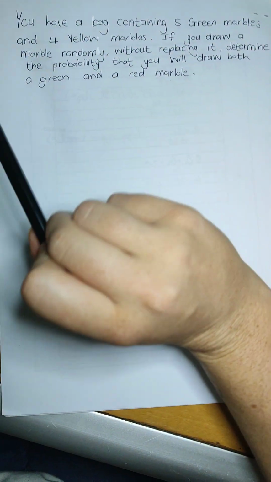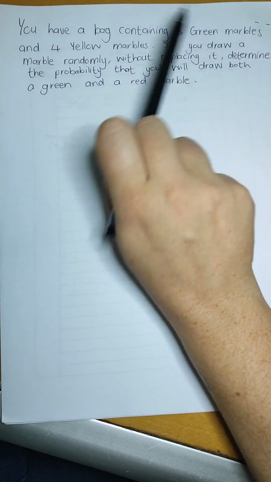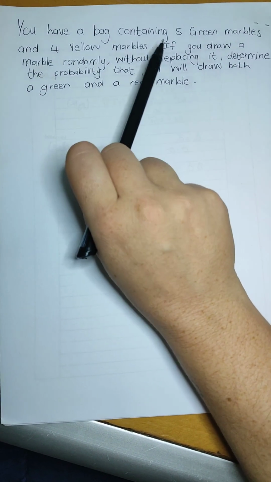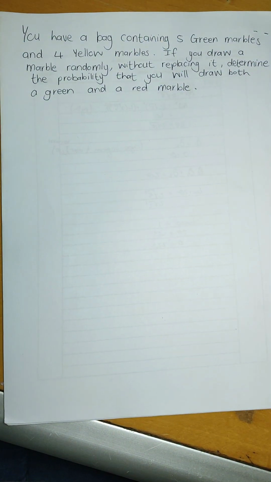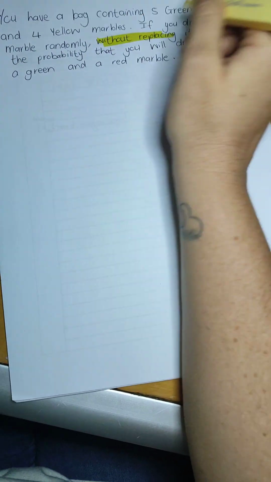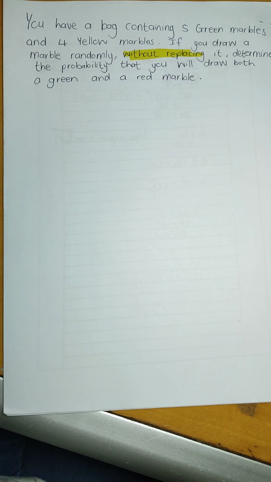Hi grade 12s, let's have a look at a probability question, and I'm really hoping that you will understand after this. So, I have a question here that says, you have a bag containing 5 green marbles and 4 yellow marbles. If you draw a marble randomly without replacing it, that's very important there, without replacement, determine the probability that you will draw both a green and a red marble.